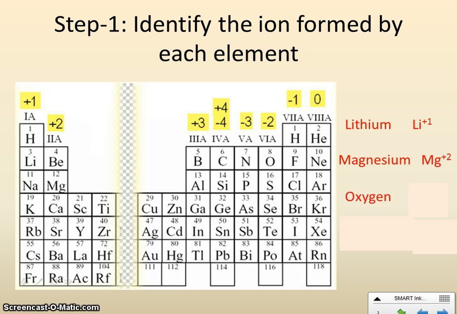Try another one. Oxygen. Oxygen's over here. When it forms an ion, it will have a -2 charge, O -2. And the last one, aluminum, right here. When aluminum forms an ion, it will have a +3 charge, Al +3. That needs to be second nature in order to figure out the rest of this stuff. So being able to read your periodic table and find the charges, pretty easy as long as you remember what charges go where. And you should have this written on your copy of your periodic table.